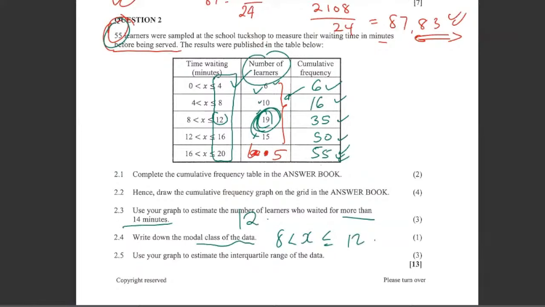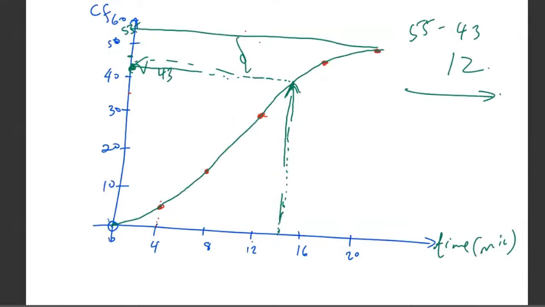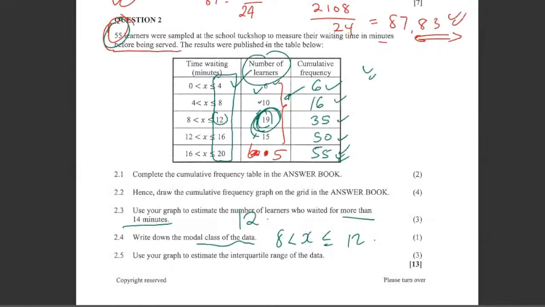Now, let's say you were not given this table and you were just given a cumulative graph. How we can tell is by looking at these red dots, okay? The distance between the red dots will tell us about the model class. So the class where the red dots have a bigger distance in between. So we can see that between this and this, the distance is longer compared to this and that. And then this and that. So 8 to 12 becomes the model class interval.